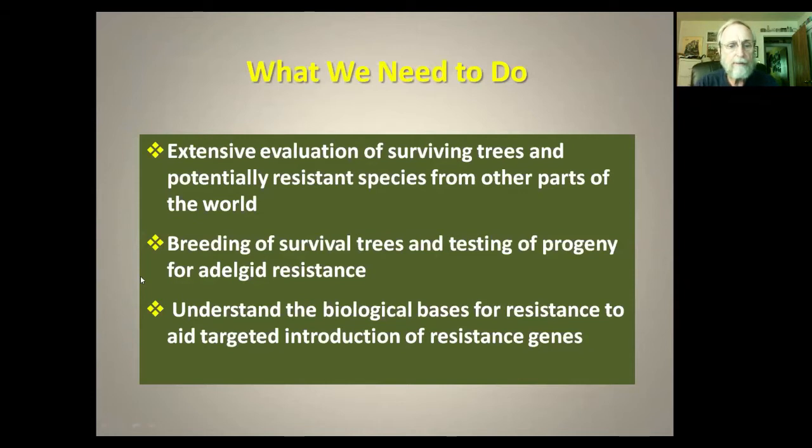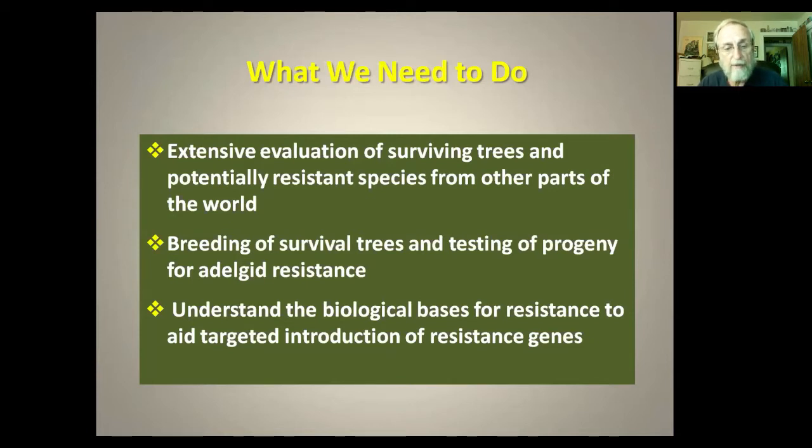Okay, so what we need to continue doing is to continue to survey for trees throughout the world that have survived the BWA. And then to select these trees and get their offsprings and test them for resistance. And it would be very helpful for us if we could understand the biological basis for resistance, rather than having to rely on exposing them to adelges.